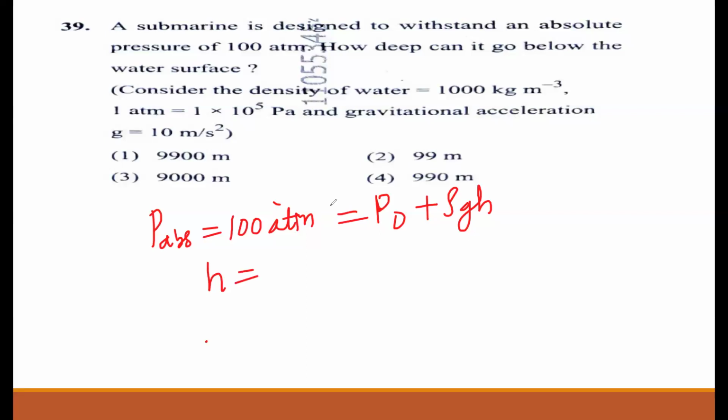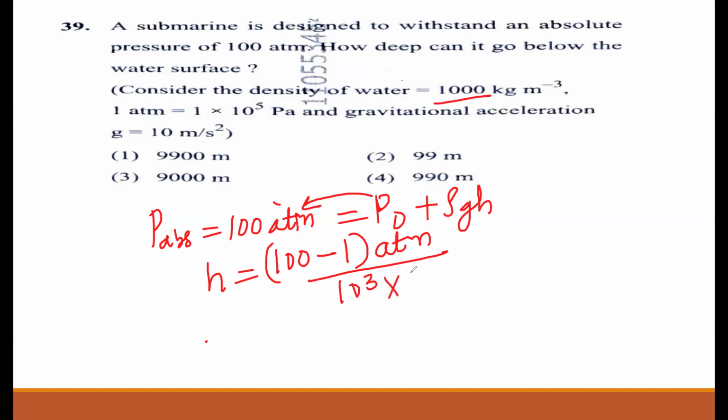That is first the difference of the absolute pressure 100 and the atmospheric pressure, which is 1 atmosphere. So that is 99 atmosphere, divided by density, which is given as 1000, into g, which is 10. But that atmosphere we have to convert into Pascal. So that is 99 into 10 power 5, divided by 10 power 4. Here we have, so it comes out to be 10.